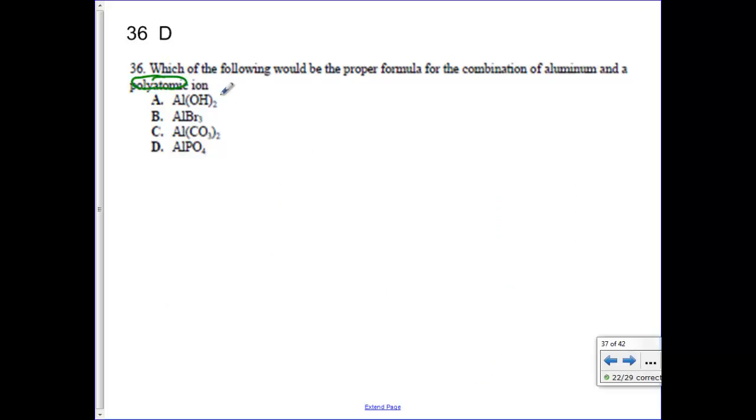This one I threw a weird twist in. I said it had to be a polyatomic ion because aluminum actually makes a chemical correct with both B and D, but B is not polyatomic. So the answer is D.